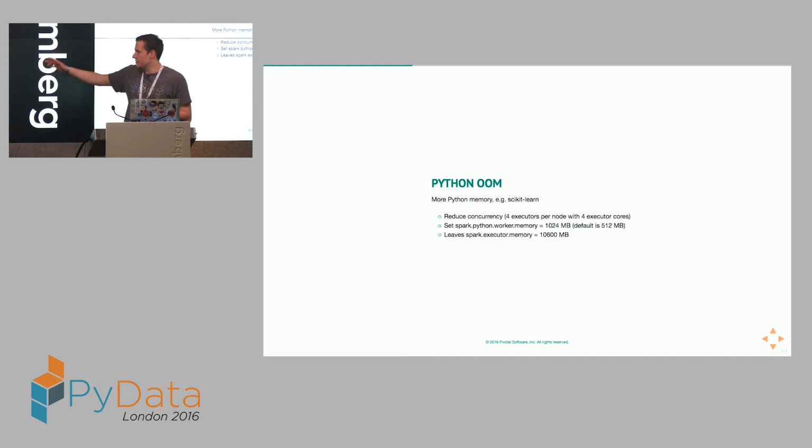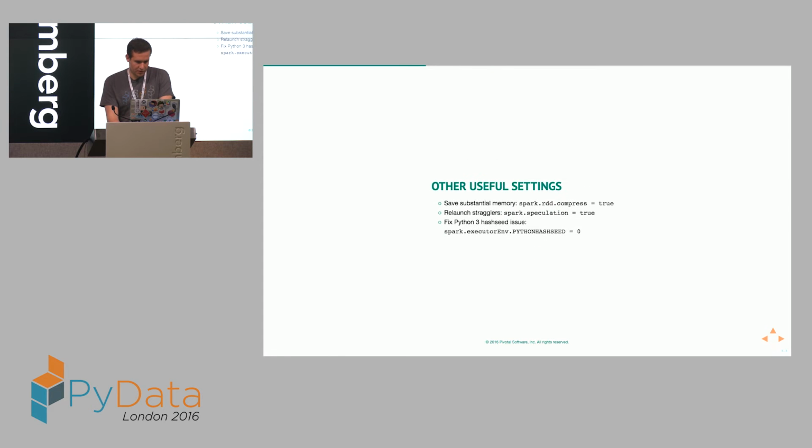And that's when you have to reduce this concurrency and start increasing your Spark Python worker memory. And this leaves you with less executor memory, but that's how you can avoid these out-of-memory errors. Some other useful settings we have found is that you can save substantial memory in PySpark by turning compression on. And if you run PySpark in a cluster, you should always enable speculative execution.